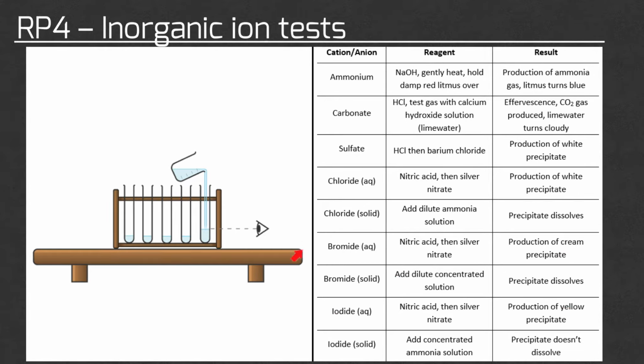You could then test the precipitate to further identify the ion by adding dilute ammonia solution, which would dissolve the chloride precipitate, and concentrated ammonia solution, which would dissolve the bromide precipitate. Concentrated ammonia solution would not be able to dissolve the iodide precipitate, so you could further identify the three precipitates by adding various concentrations of ammonia solution.